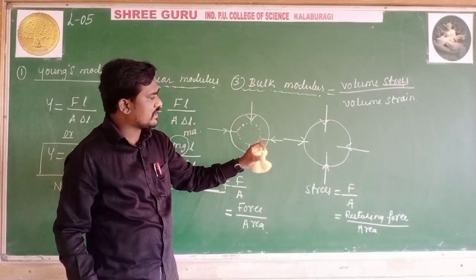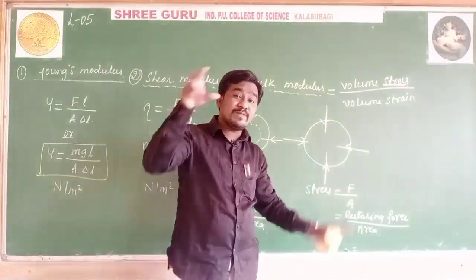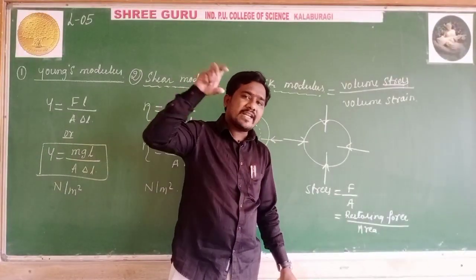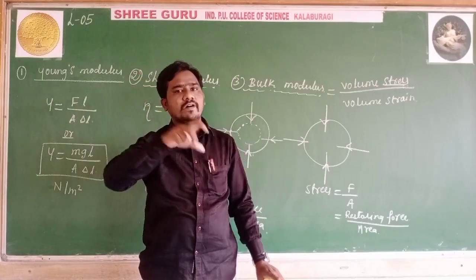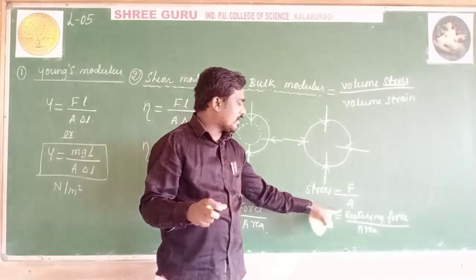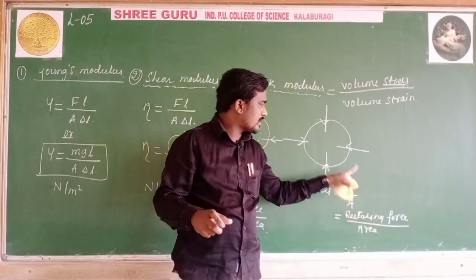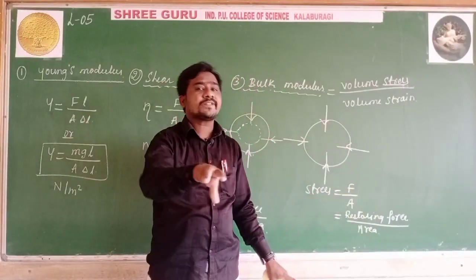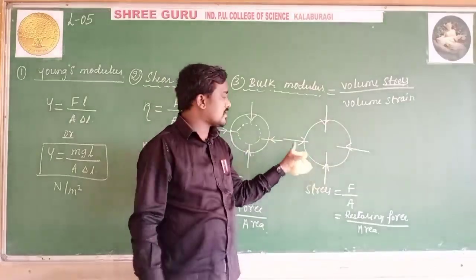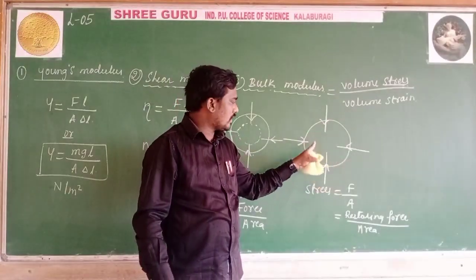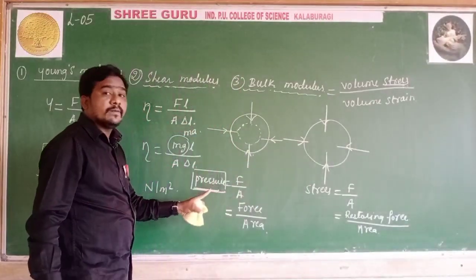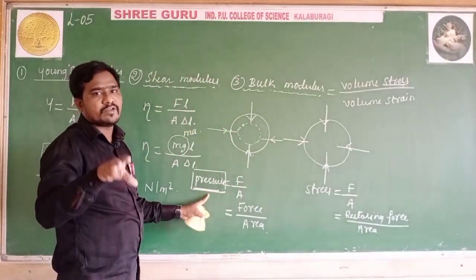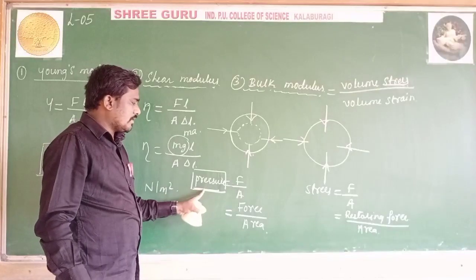Instead of this duster, if we are using steel material, the ability to regain its original shape or size, which we call the restoring force, is absent. If that ability is absent in the material, we definitely call it pressure. Just keep this in mind. What is the difference?